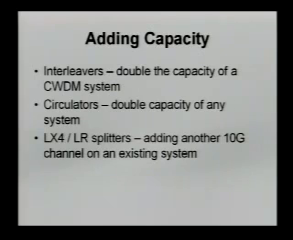The one technology is LX4 and LR splitters. You can add a 10 gigabit channel using LX4 wavelengths. What is LX4? LX4 by itself is WDM multiplexed 2.5 gigabit channels. There are 4 channels, and the useful thing is that it doesn't interfere with LR wavelengths. So you can use LX4 and LR over the same pair, and essentially you can get 30 gigabits over the same pair instead of 10 gigabit Ethernet.